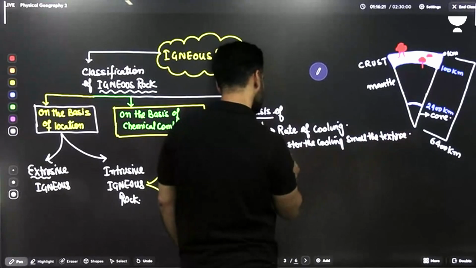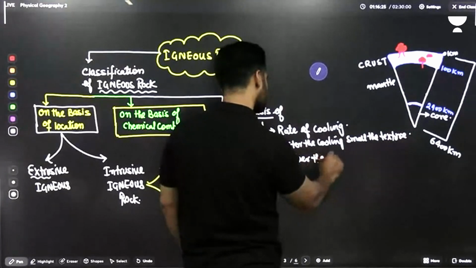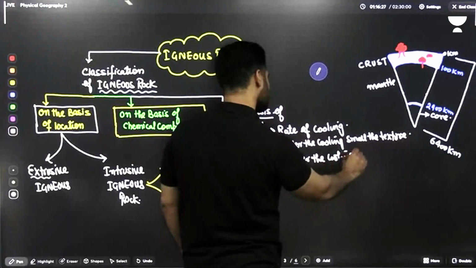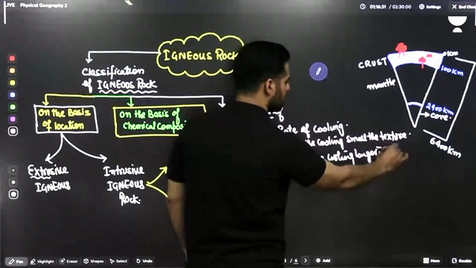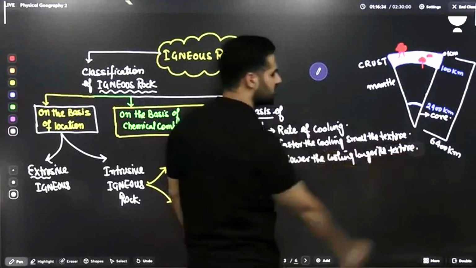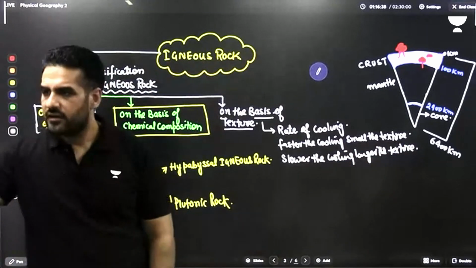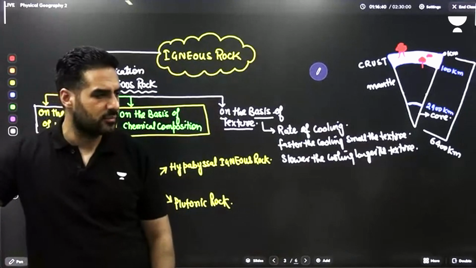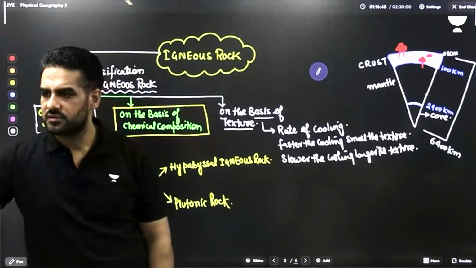Vice versa, slower the cooling, larger the texture. So can I say one of the characteristics of igneous rock is they bear crystals, and the size of the crystal depends upon the rate of cooling. Faster the cooling, smaller the crystal. Slower the cooling, bigger the crystal. Clear with this? समझ आ रहा है यहाँ तक?